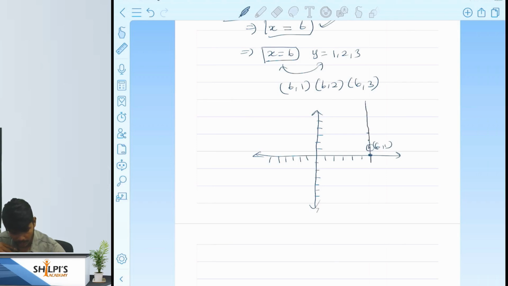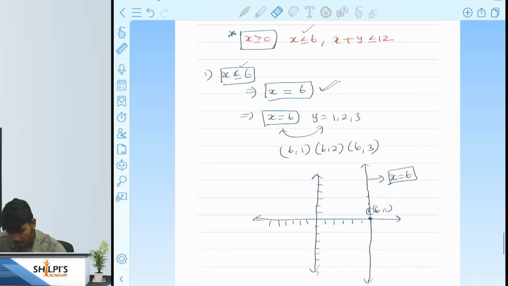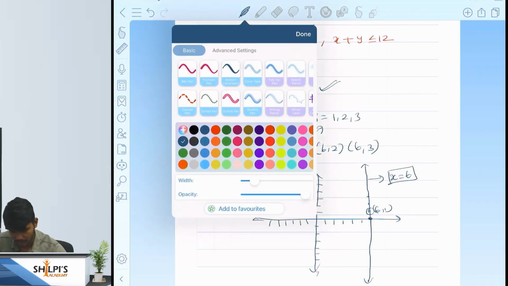Connecting these 4 points, I will get the line for which equation? X equal to 6 or x less than or equal to 6? X equal to 6, not for x less than or equal to 6. As of now, I have the graph for x equal to 6 alone, but I want a graph for x less than or equal to 6.